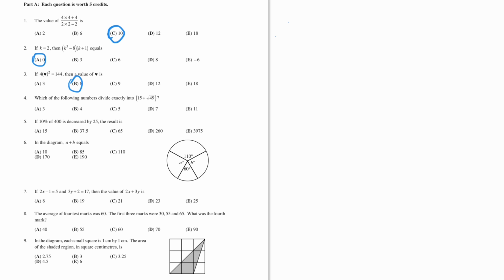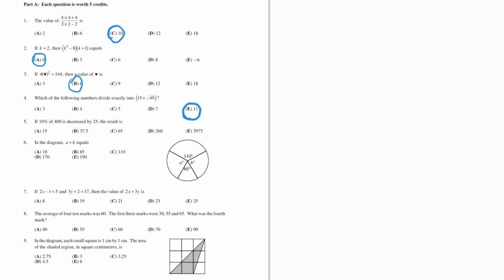Number 4. Which of the following numbers divided exactly into 15 plus the square root 49? 15 plus square root 49. Square root 49, that's the square root 7 square. That's the 7. So that's the 22. So the choice A, B, C, D, E, only the E can divisible by 22. So the answer is E.